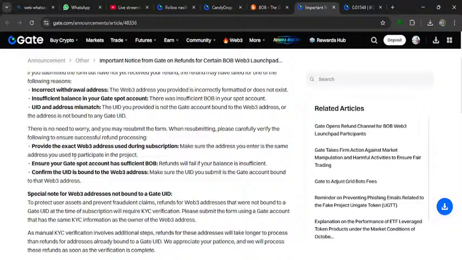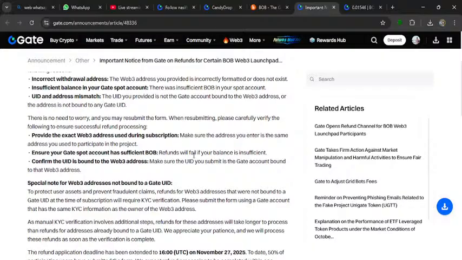Number one, provide the exact Web3 address you used during the subscription. Make sure the address you enter is the same address you used to participate in the project. Ensure your Gate spot account has sufficient BOB; the refund will fail if your balance is insufficient. And confirm the UID is bound to the Web3 address. Make sure the UID you submit in the Gate account is bound to the Web3 address.